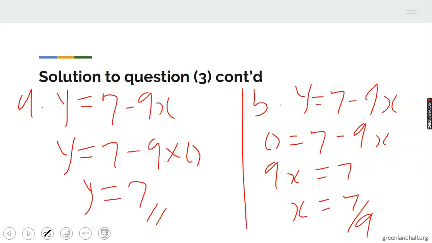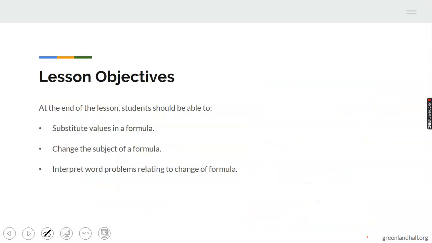I think that's all. Now, let's look at what we have for today. At the end of this lesson, you should be able to substitute values in a formula. We've done that in our first class. Then you must be able to change the subject of a formula. Then you must be able to interpret word problems relating to change of subject of a formula.